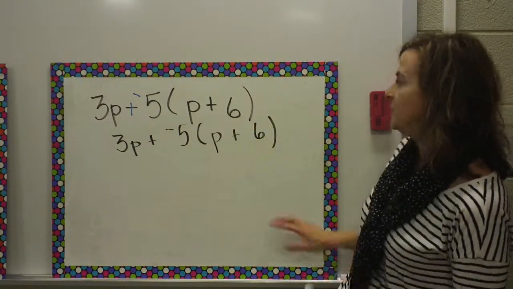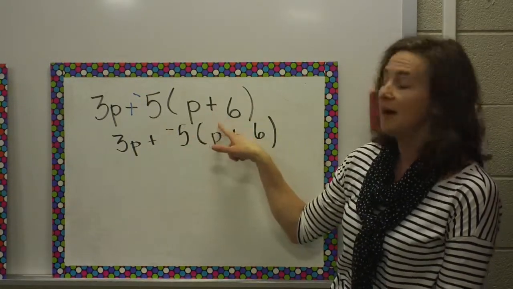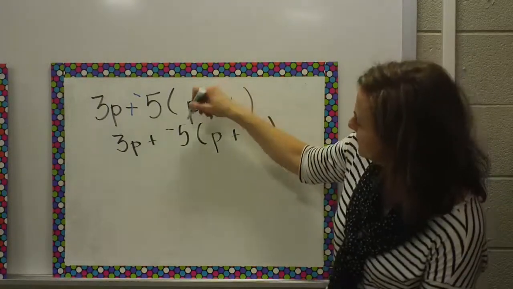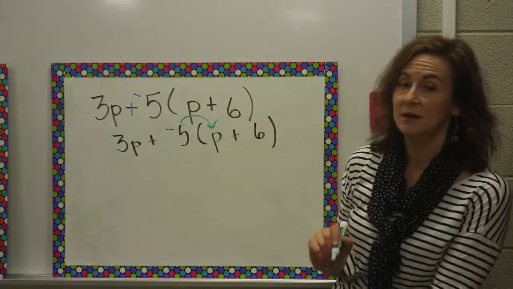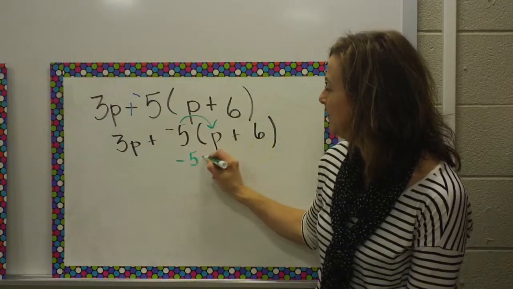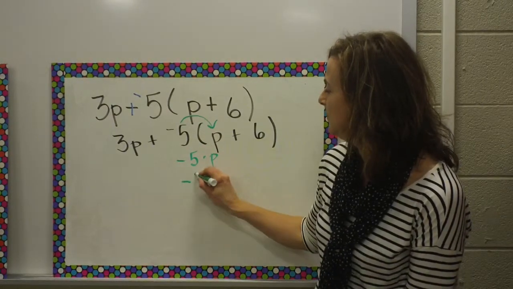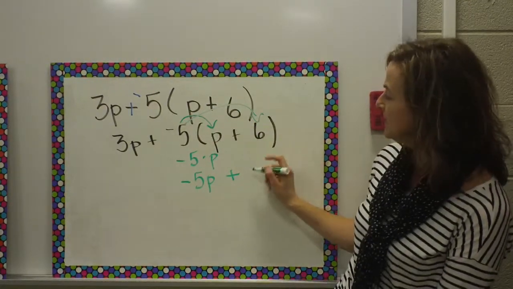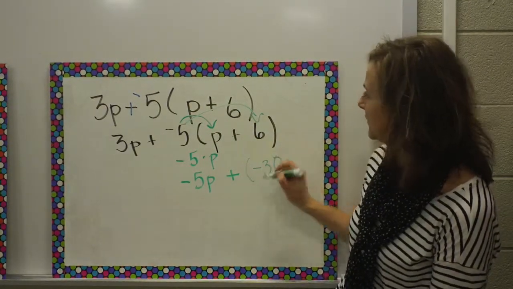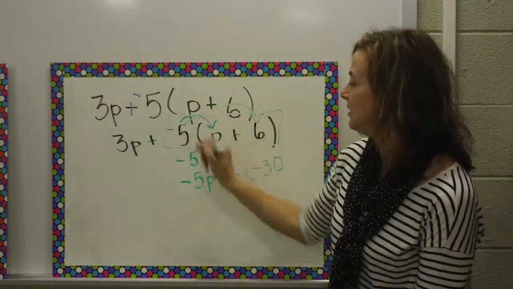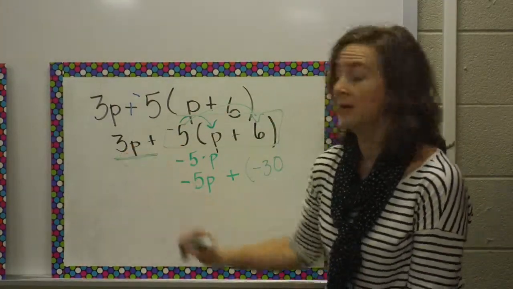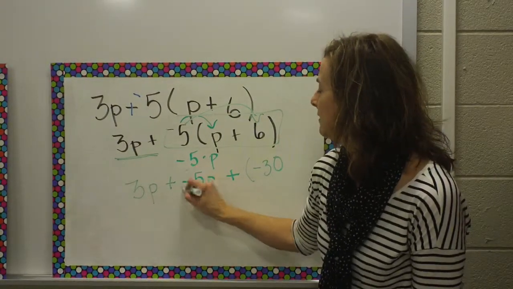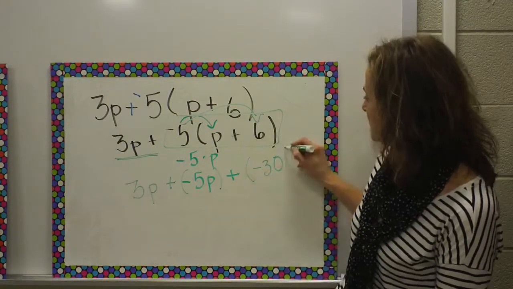Now I'm going to use step 2, and I'm going to distribute this negative 5 into the parentheses, chip and dips. So, I go here, because I want negative 5p, so negative 5 times p would be a negative 5p, and negative 5 times 6 is a negative 30. I have now dealt with this part of the equation. I have this left, so I'm going to bring that down. So I have 3p and negative 5p and a negative 30.